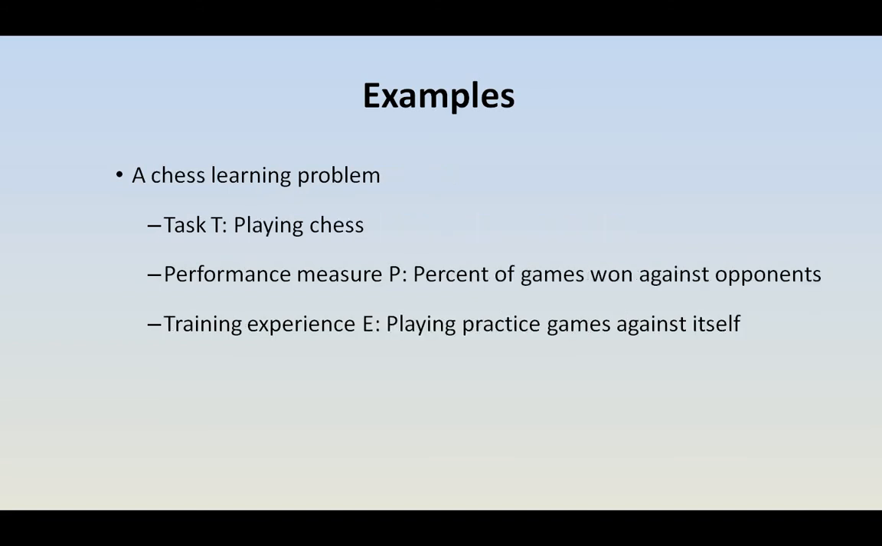Okay, the third one is the chess learning problem. Chess is a game, and we already know what a game is. So what is the task? The task is playing chess. What is the performance measure? Percent of games won against opponents. So who has better performance can be regarded as the winner. How much percent of the games he won against the opponents, that is the performance measure.